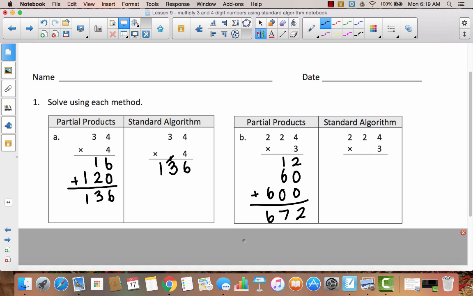Now let's do this same problem using standard algorithm. So we still have 4 ones times 3, which is 12. So I'm going to put my 2 ones and my 1 ten in the tens place. Now I have 2 tens times 3, which is 6 tens, plus this 10, which makes 7 tens. Now I have 2 hundreds times 3, which is 600. So you can see I've got 672 here and 672 here. So we're transitioning away from partial products to standard algorithm because this is more efficient. We can do this using less space and a little bit quicker.